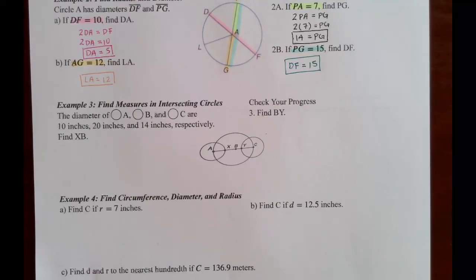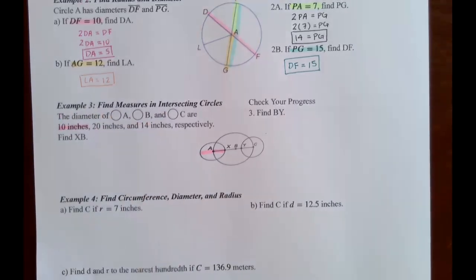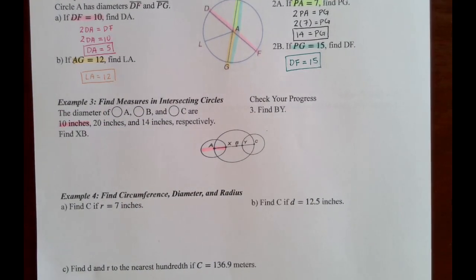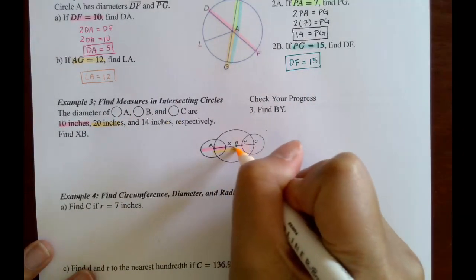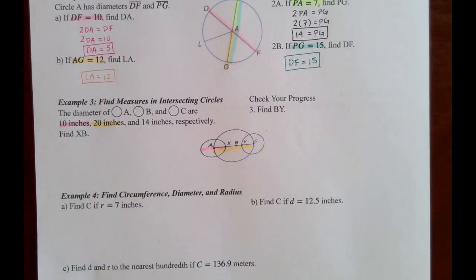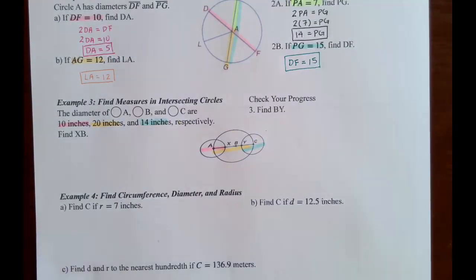So the diameters of circle A, circle B, and circle C are 10, 20, and 14 inches respectively. We want to find XB. So some things to mark. Here to here, this whole thing is 10 inches. The whole diameter for circle B is 20 inches. And the whole diameter for circle C, this whole thing, is 14 inches. And we want to find XB.